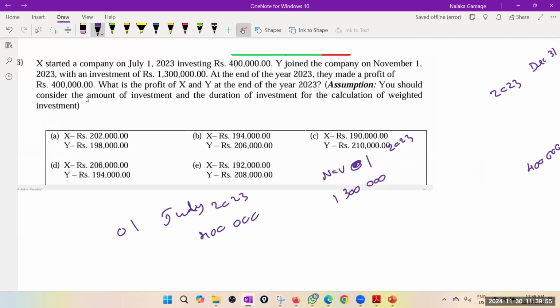Assumption: you should consider the amount of investment and the duration of investment for the calculation. So don't just consider the amount, consider the time period also. Y has invested only for November and December, 2 months. X has invested for July, August, September, October, November, December, that's 6 months.